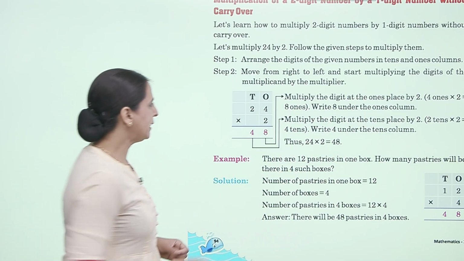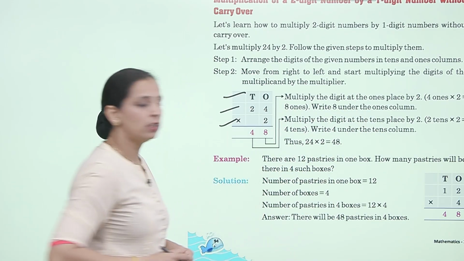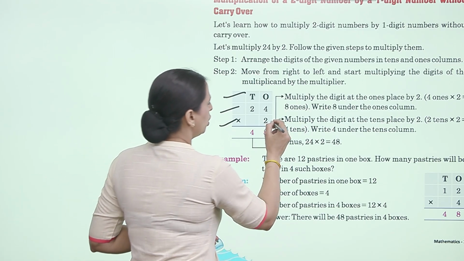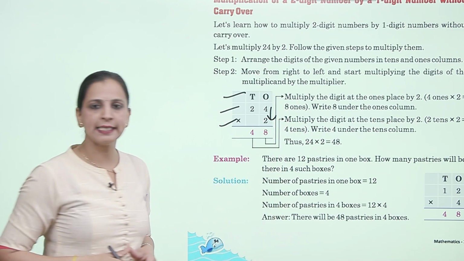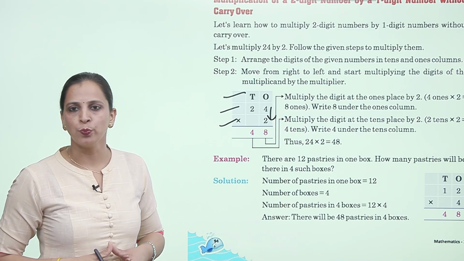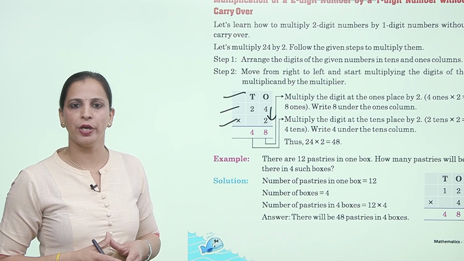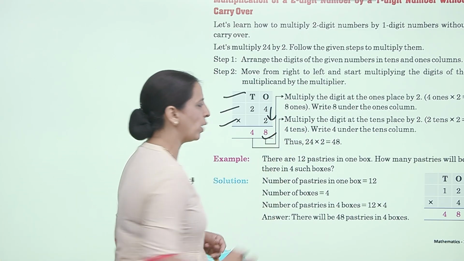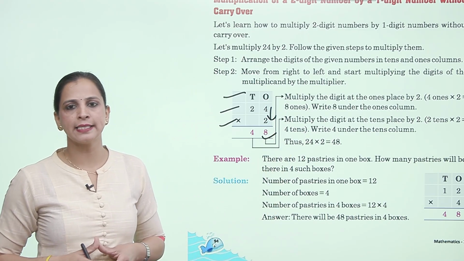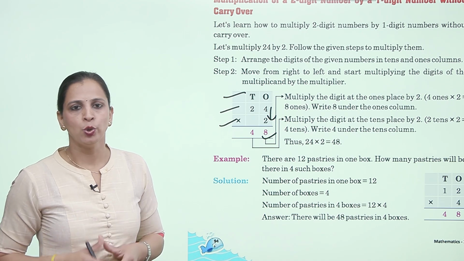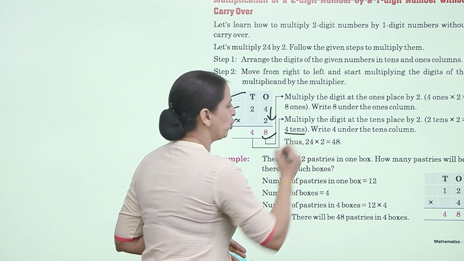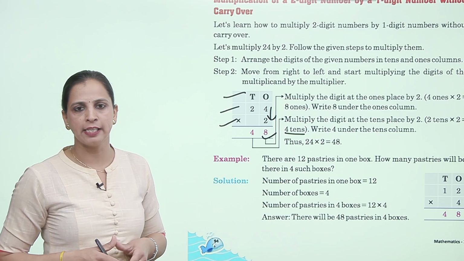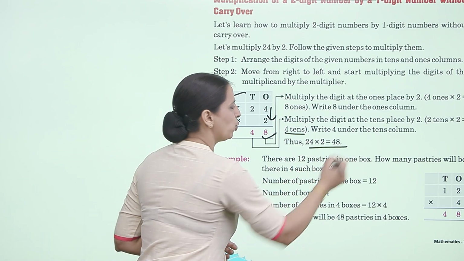Now, ones and tens, 24 multiply by 2. Multiply the digit at the ones place by 2. That is 4 ones into 2 is equal to 8 ones. Write 8 under the ones column. Now multiply the digit at the tens place by 2. 2 tens into 2 is equal to 4 tens. Write 4 under the tens column. Thus 24 into 2 is 48.